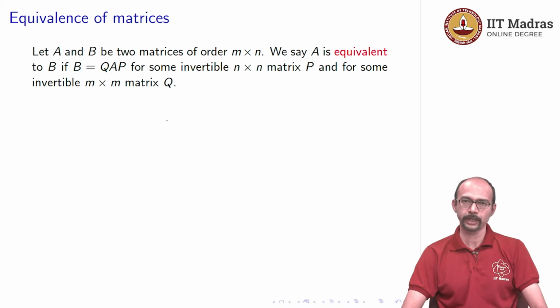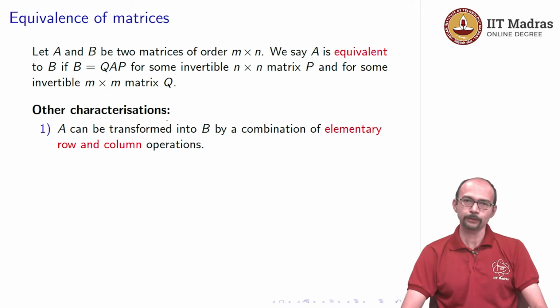First of all, they have to be square matrices, and since we are saying Q A P, and A is, remember, m by n, that means P has to be n by n and Q has to be m by m. So, they have to be invertible matrices and B has to be equal to Q times A times P. If we can find Q and P such that when you compute Q times A times P you get B, then we say A and B are equivalent, or A is equivalent to B.